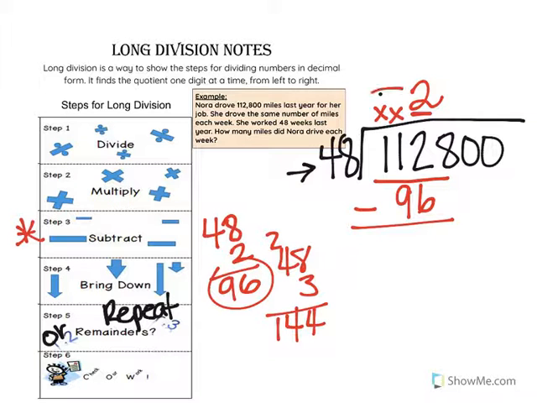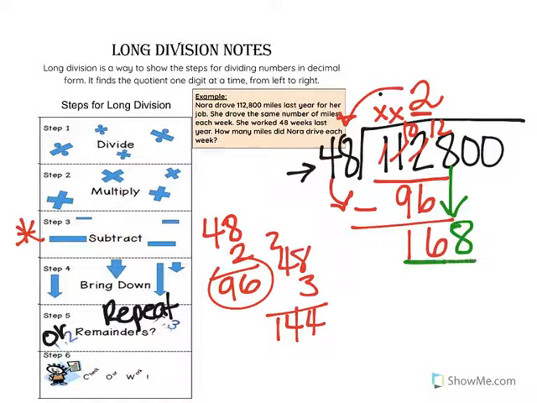Okay, so we multiply, then we subtract, and we're left with 16. Our next step is to bring down our next number, which is an 8, because 48 cannot go into 16, so we bring down our 8, which gives us 168 that we're dividing into. So we put our next digit right over the 8 because that's where we're dividing, 168.